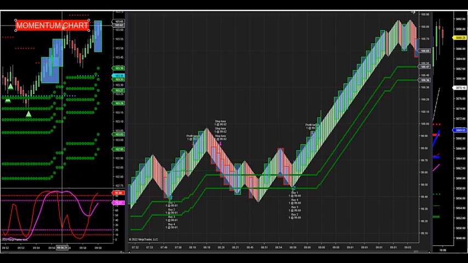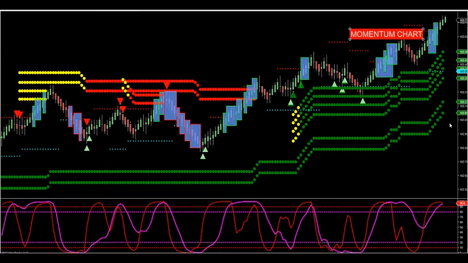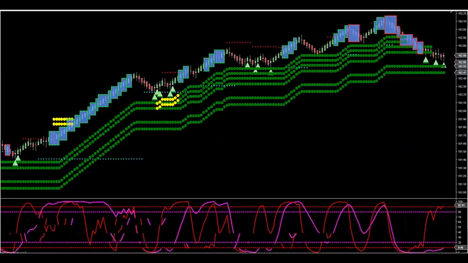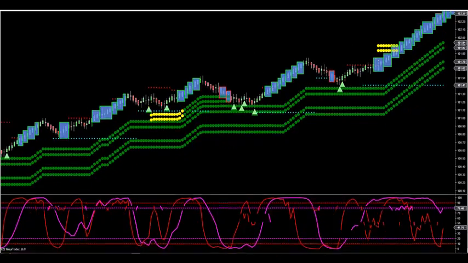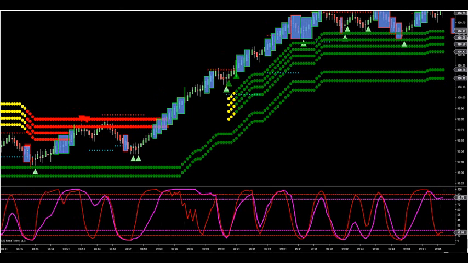But let me show you how you use the momentum chart, which all members have. We use the momentum chart when it turns all six green or all six red, because we know the market's in a possible vertical move. So let's go back and see when this initially started.